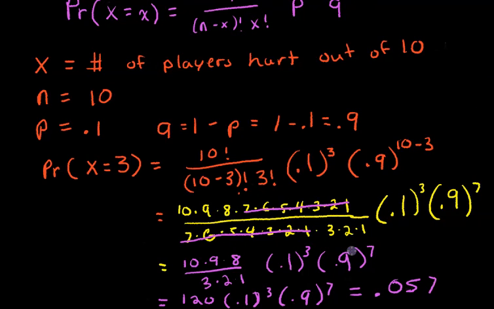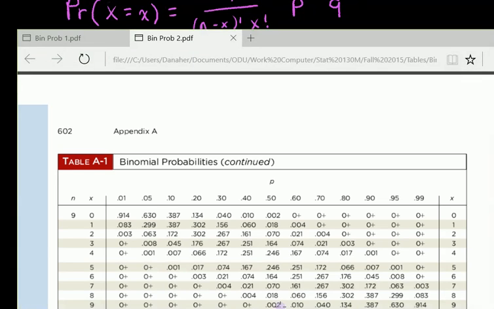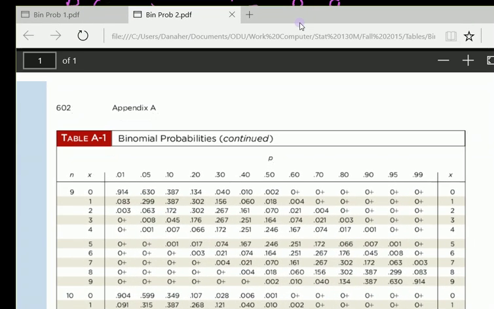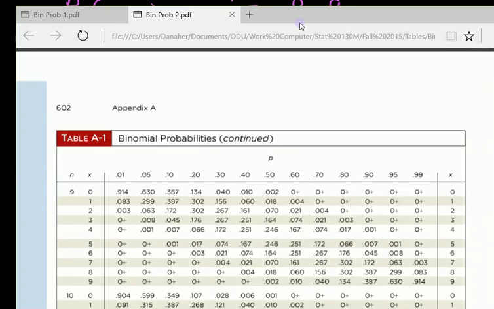I want to point out that there is a binomial distribution table that can help you sometimes, so you don't have to actually calculate any of this. You can just look to the table, and the table is kind of like a calculator. I'm going to pull it up. All right, so this is the binomial distribution table. You see it gives the value of n, the value of x, and the value of p.